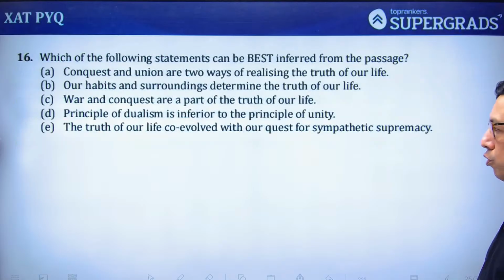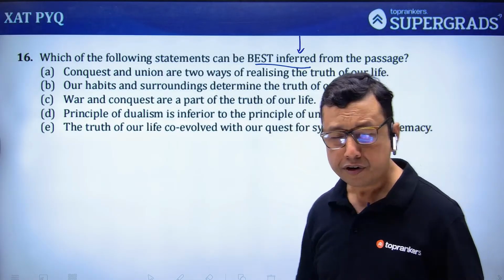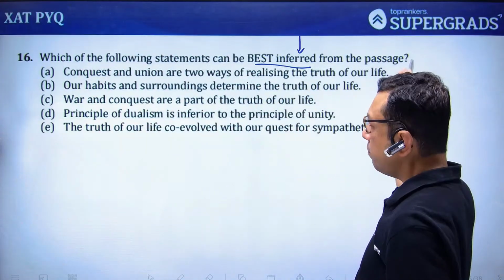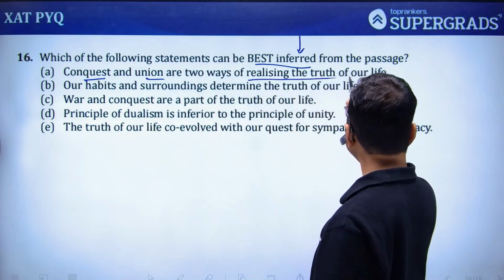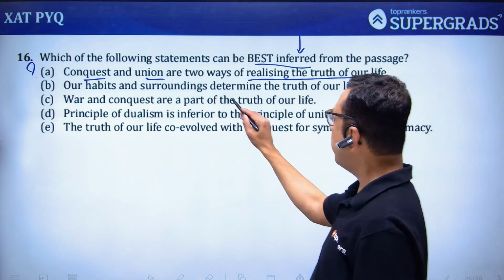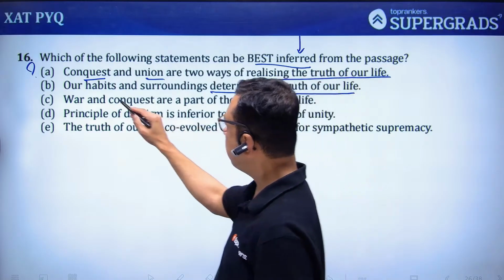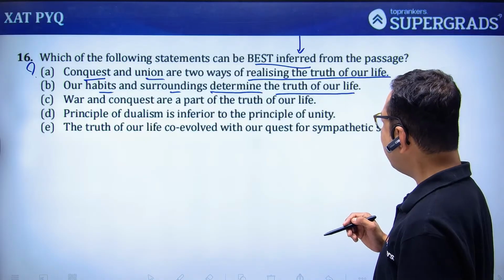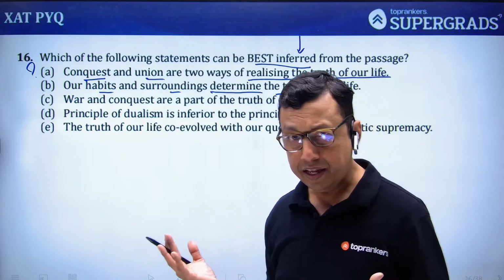Okay, we're good to go. Which of the following statements can be best inferred, not a conclusion, but an inference, which means what you can draw from the information in the passage. Conquest and union are two ways of realizing the truth of our life. Let's put a question mark here. Our habits and surroundings determine the truth of life. Is it true according to the passage? Habits and surroundings determine the truth of our life. But then, what is the truth of our life in the first place? What does truth of our life mean?